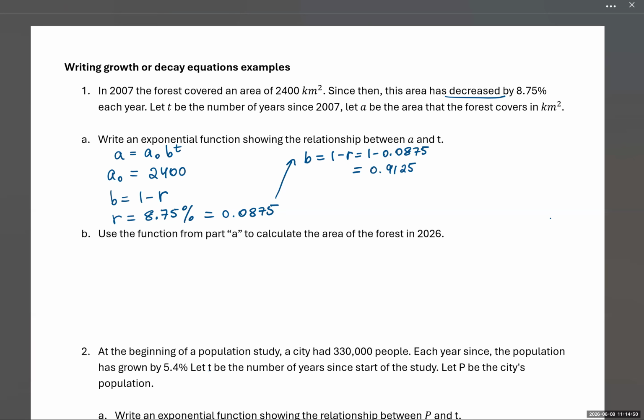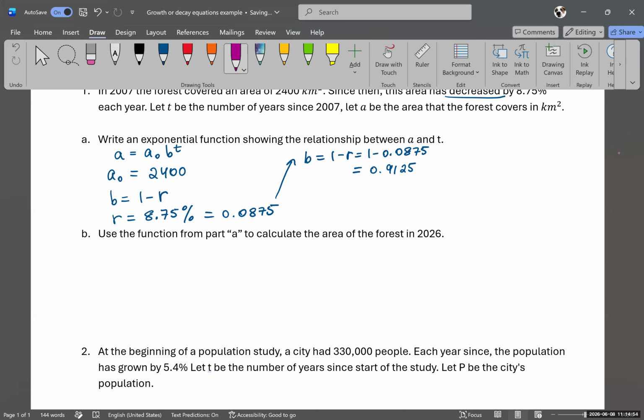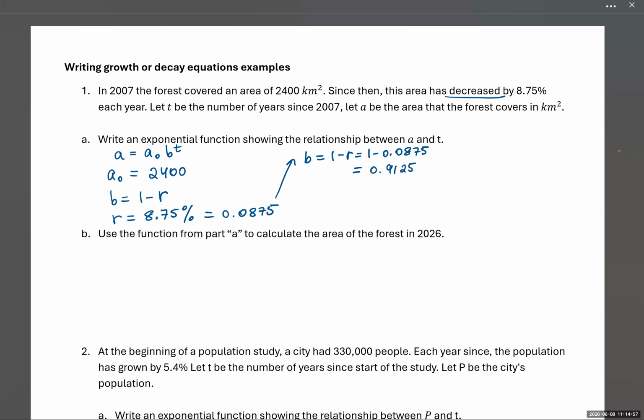So the actual equation, we're going to put it all together. The actual equation, then, plugging in A naught and the B value into the general equation. A equals A naught, which is 2,400. B is 0.9125. And then T is an exponent on that number.